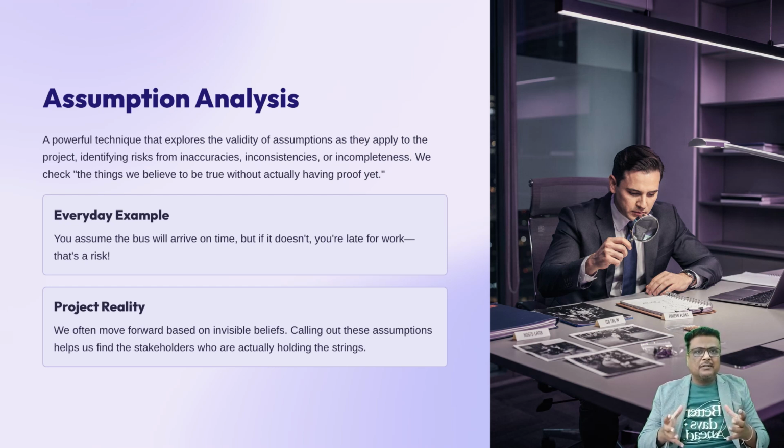So now that we have mastered the idea that assuming makes a risk out of you and me, you might be wondering how we actually go about finding these hidden beliefs. Well, that brings us right into our next step, which is document scraping.